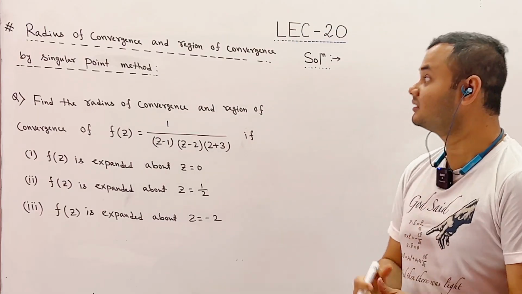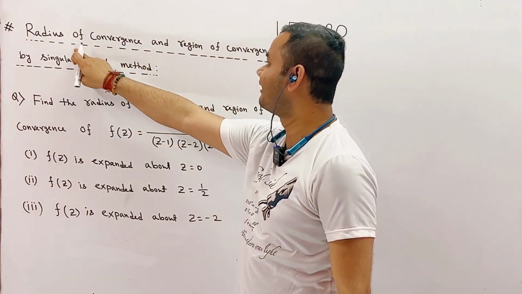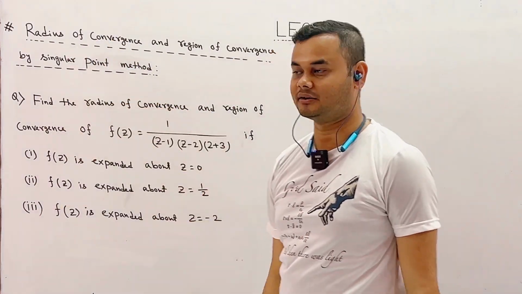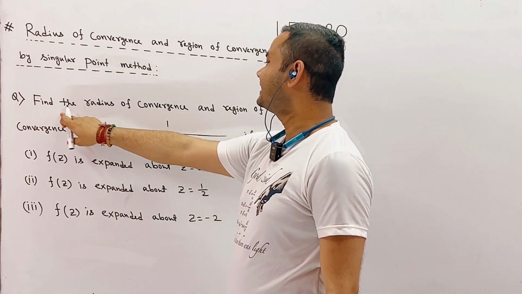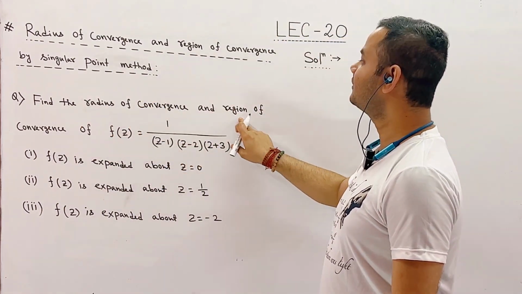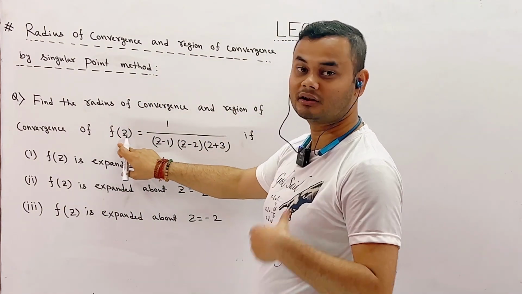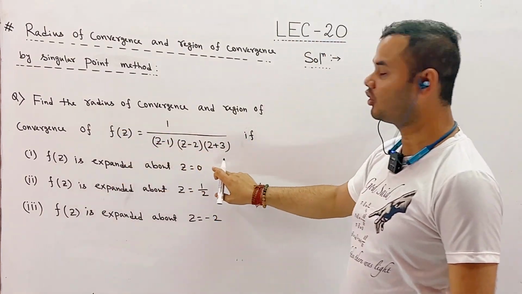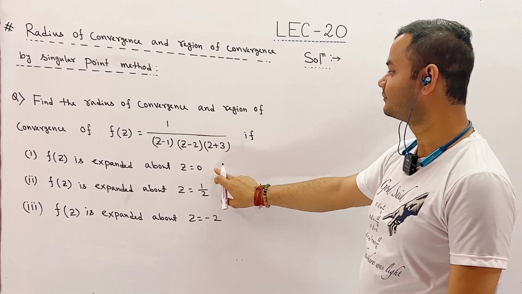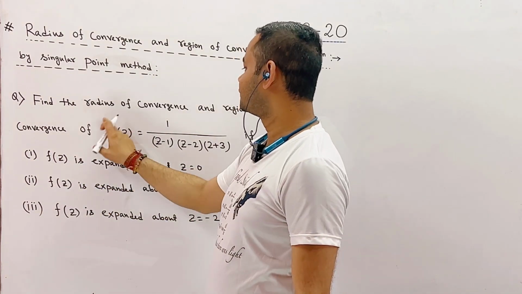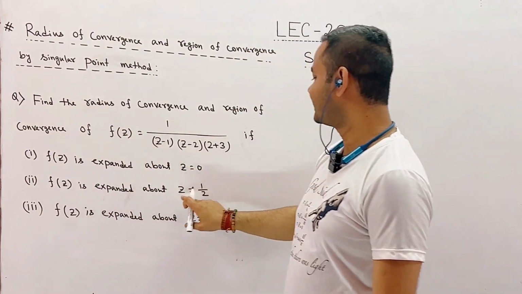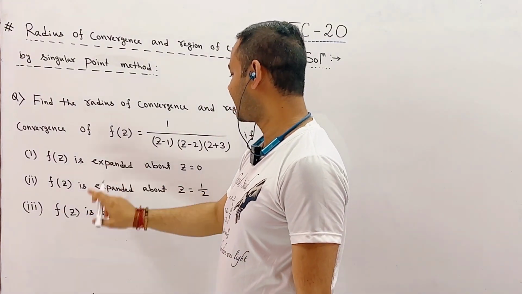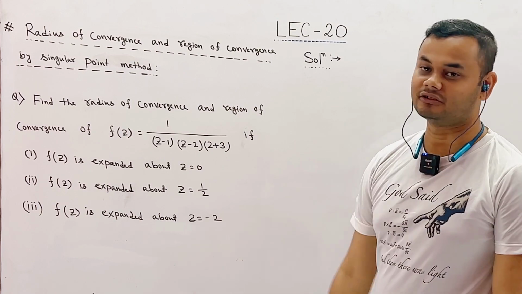Now let us learn how to find out the radius of convergence and region of convergence by using the singular point method. Problem: find the radius of convergence and region of convergence of this function f of z if this function is expanded about the origin, that means about z equal to 0. Second, if this function f of z is expanded about z equal to half. Third, if this function f of z is expanded about z equal to minus 2.